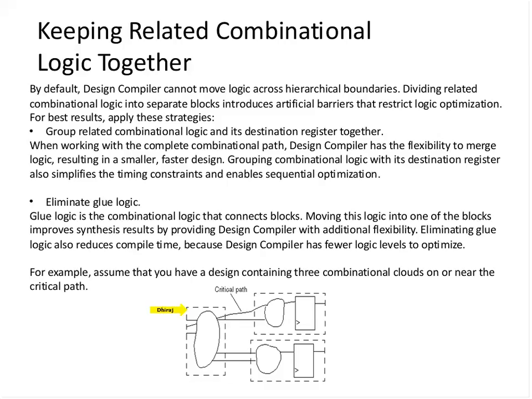So now let's look at this figure. You have these three boundaries, three designs. The dotted line here tells us what the module definitions are. Now see, this is a critical path. Critical path means it is highly critical, that is, this is a path that has maximum delay. So this is a big combination cloud. Again, this is a big combination cloud. Now here, Design Compiler can optimize within this and within this. But again, same thing. It can optimize either within this or within this. Now if we make this into one boundary, we combine all these together, then Design Compiler can optimize all three combination clouds together, and it definitely gives it more flexibility.